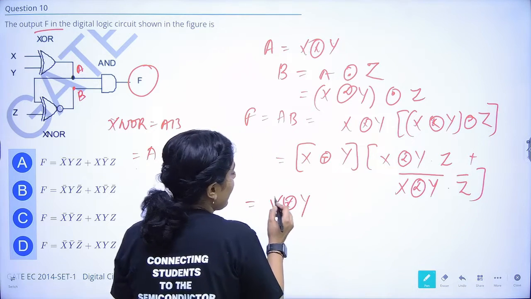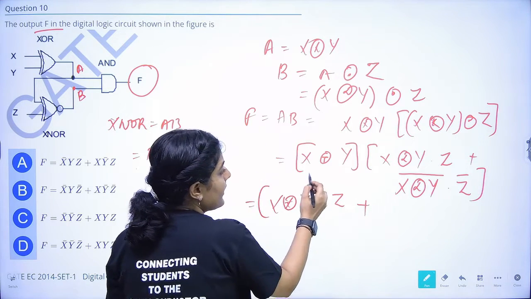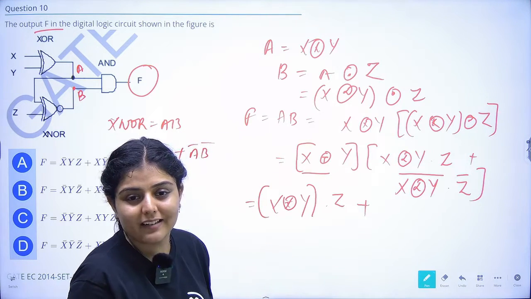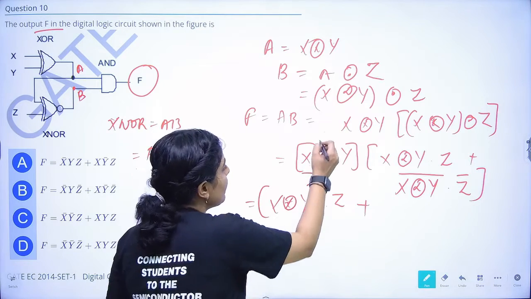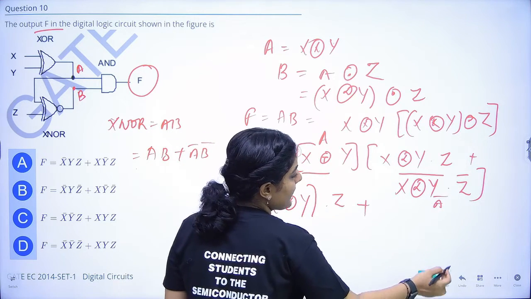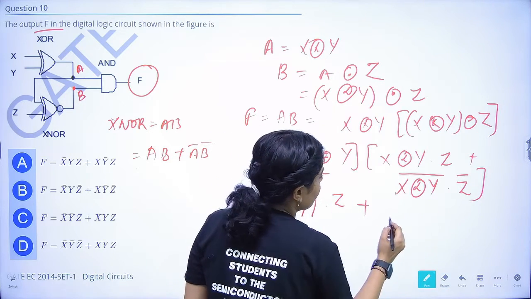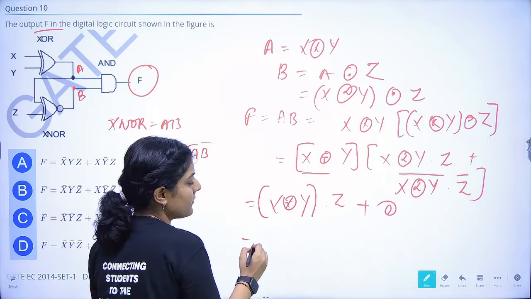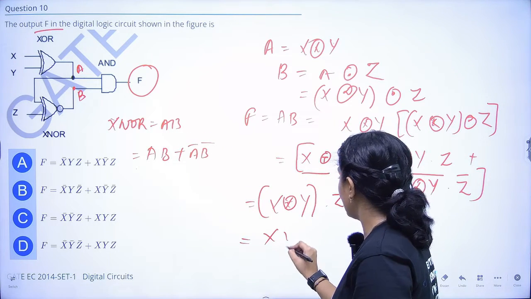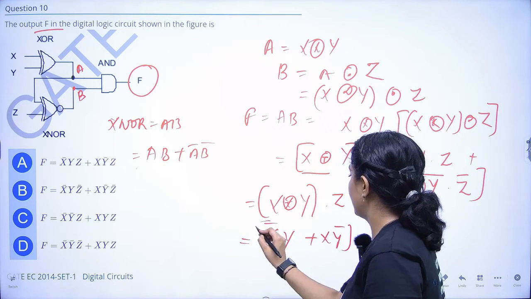So this will become 1 dot Z plus this is A into A bar. Suppose this is A, then this is nothing but A bar only. So A into A bar will be equal to 0. So the whole term will become 0. Now if we open this, it is X bar Y plus X Y bar Z.